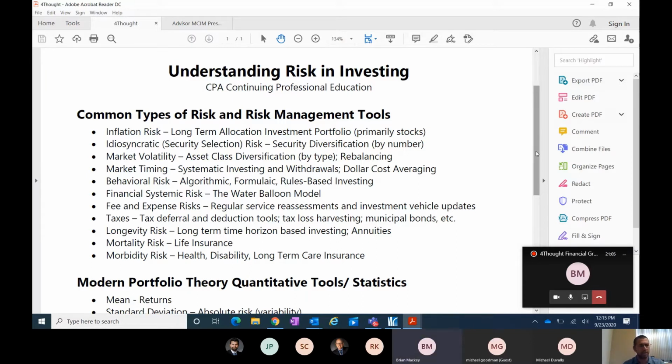We're going to get into a more in-depth discussion of this later when we get into the modern portfolio theory tools you see down below there.